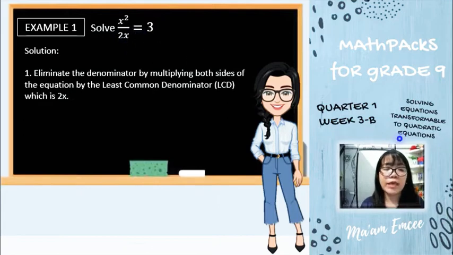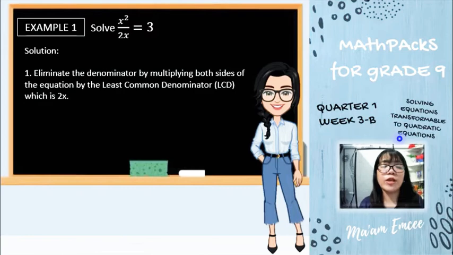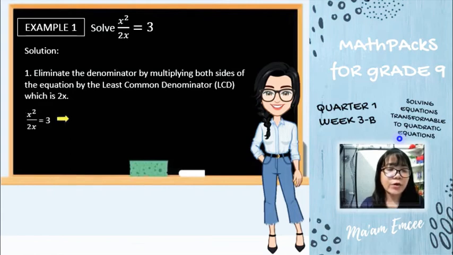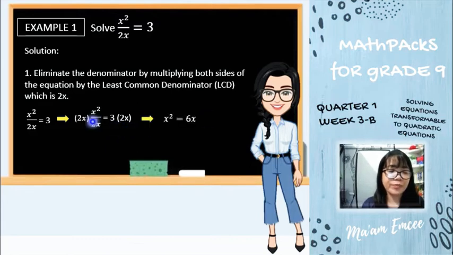So the first step again to solve for this rational equation is to transform this equation into a quadratic equation by multiplying both sides of the equation by its LCD, which is again 2x. So x squared over 2x will be multiplied by 2x, and then 3 will be multiplied by 2x as well. And then after that, we need to simplify. 2x times x squared over 2x, we can cancel out 2x because 2x divided by 2x is just equal to 1. 1 times x squared, that is x squared. 3 times 2x is equal to 6x.